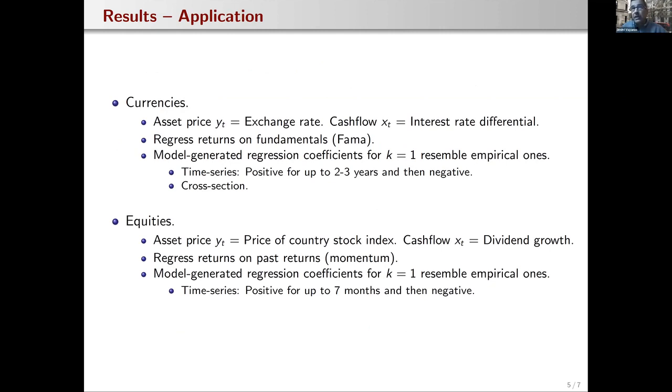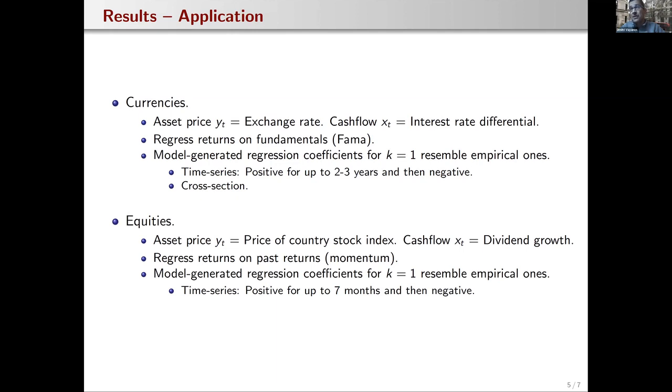Then they go on in the application, and they apply their model to currencies, in which case the asset price, Y_t, is the exchange rate, and the fundamental, the cash flow, is the interest rate differential. Then they perform the Fama regression, and they find that for k equal to 1, when agents can only entertain one-dimensional models, the model-generated coefficients of that regression have similar properties to the empirical ones. They are positive for up to 2 to 3 years, and then they become negative.